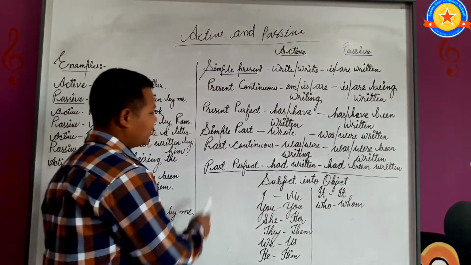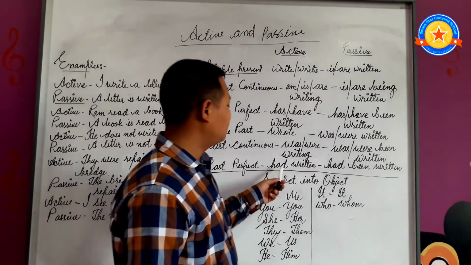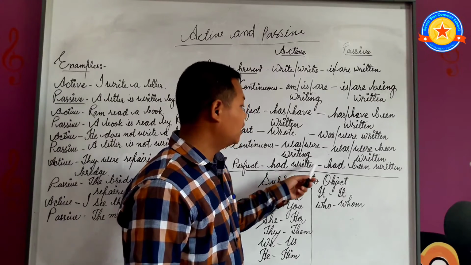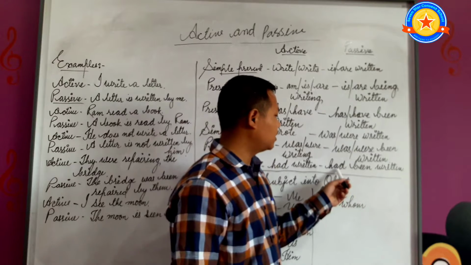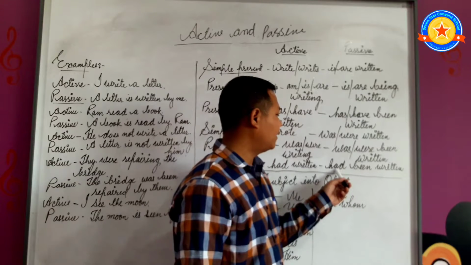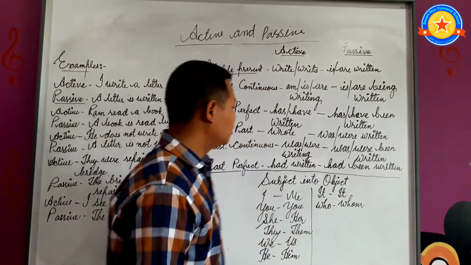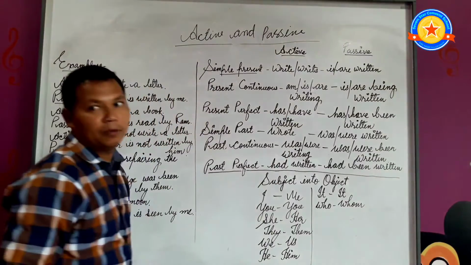And same for past perfect. If you are writing a past perfect active sentence, then you have to change it into passive voice. How do we need to change? You have to put had been written. So these are the simple things that we need to remember.